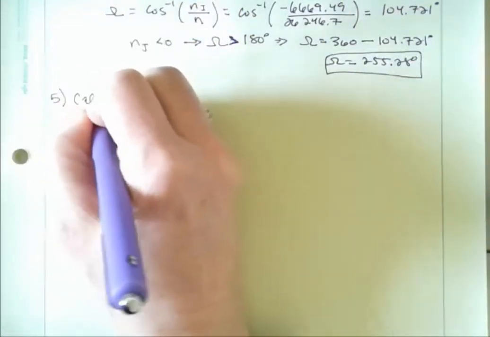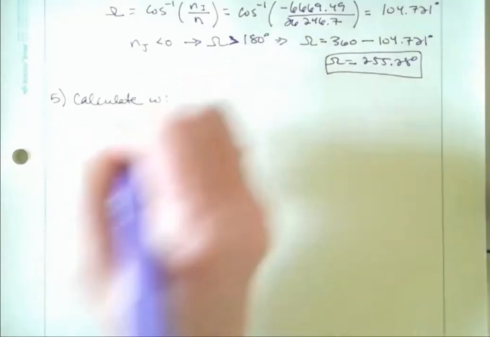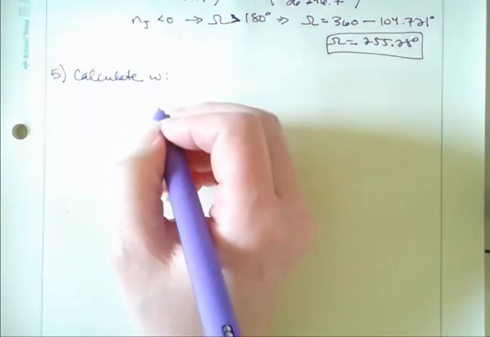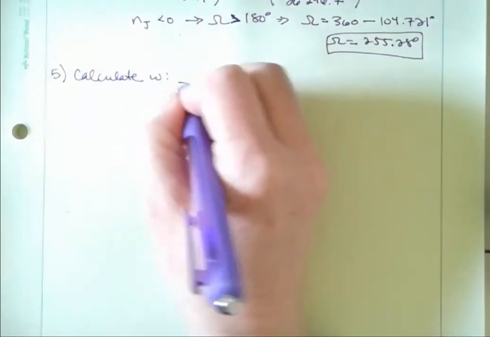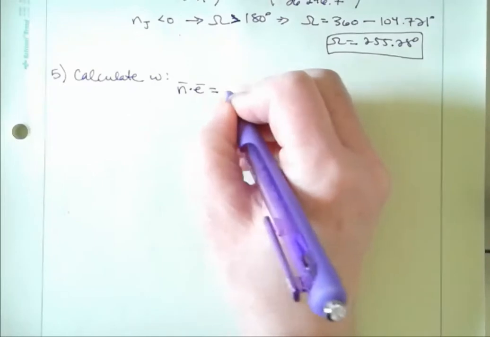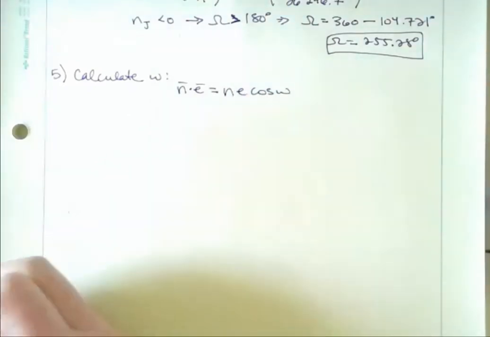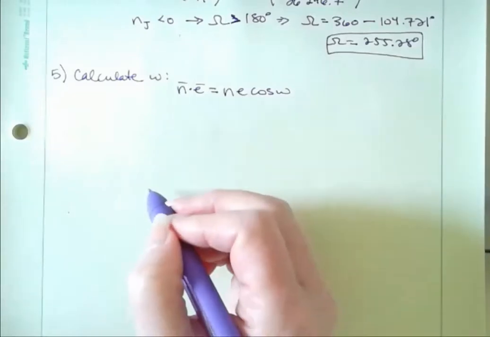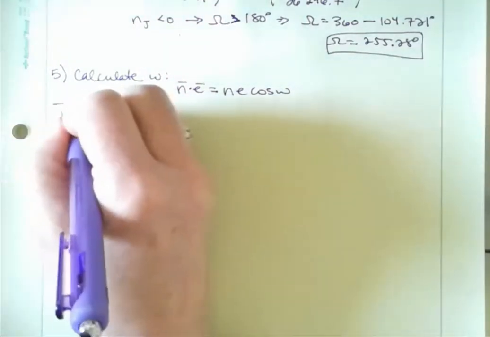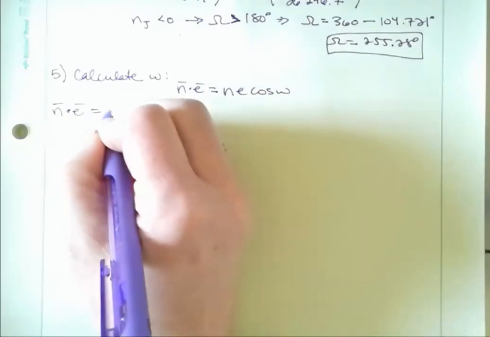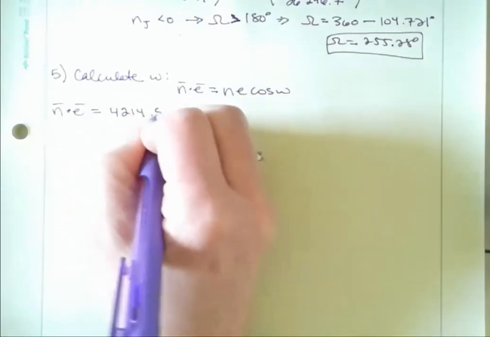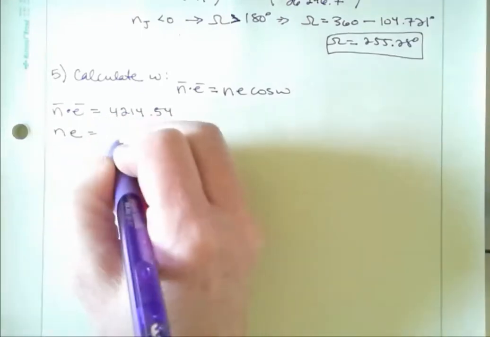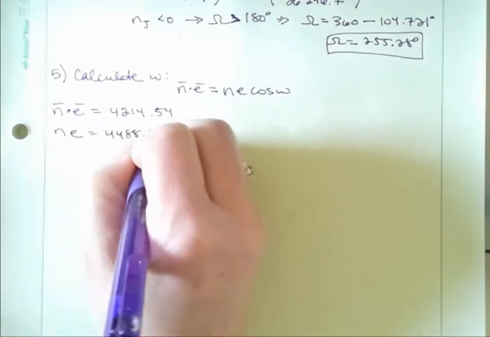So 5 is going to be to calculate argument of periapsis, so that's that little omega. So this one was the angle between that node vector and the eccentricity vector, so we have the dot product N and E. Looks like that. So all you need to do basically is plug in your values here. So N dotted with E, once you do that dot product, you get 4214.54. And then when you multiply the magnitudes of those, you get 4488.19.